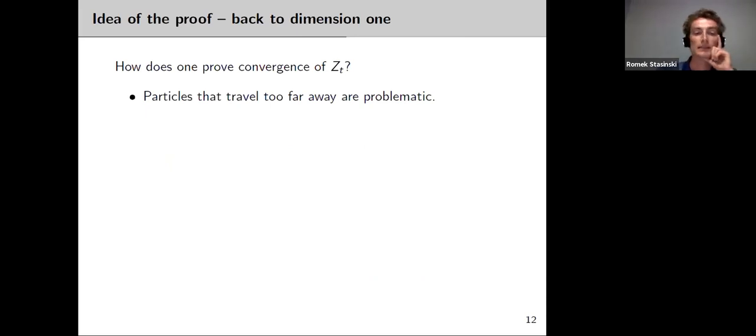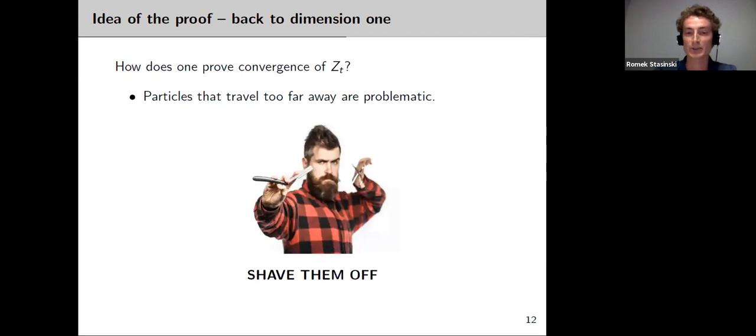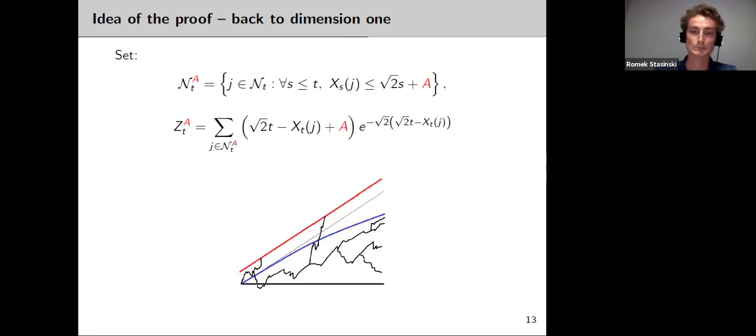So again, let's start with the basics and let's recall how one can usually prove the convergence of the derivative martingale. As you remember, the issue of the derivative martingale was that each particle could have either negative or positive contribution. And in particular, particles that travel too far away, above square root of t, have very, very negative contribution. So how can we remedy this issue? Well, we can just get rid of the problematic particles. And this procedure is commonly known as shaving.